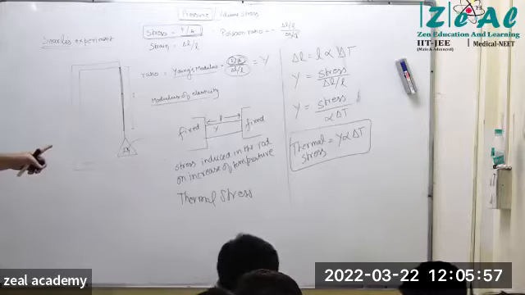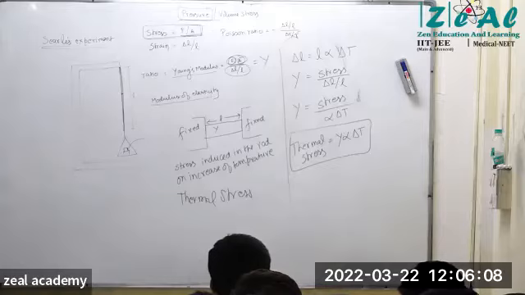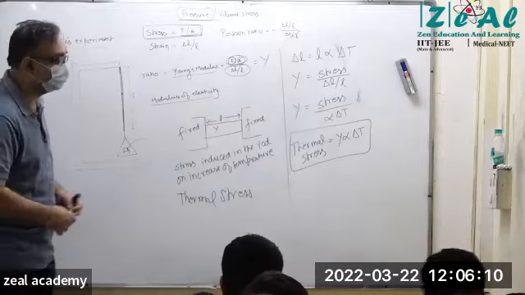सीधा फॉर्मूला बेस्ड क्वेश्चन है. थर्मल स्ट्रेस इतना है, यंग मॉडुलस बताइए, या यंग मॉडुलस इतना है, थर्मल स्ट्रेस बताइए. सीधा स्ट्रेट फॉरवर्ड फॉर्मूला बेस्ड क्वेश्चन टेस्ट में आता है.